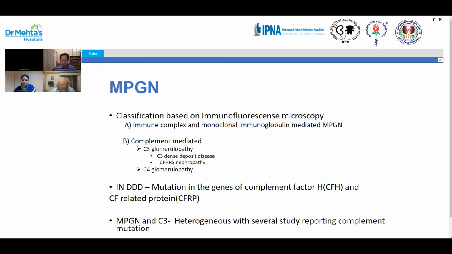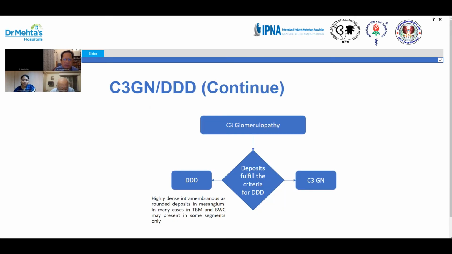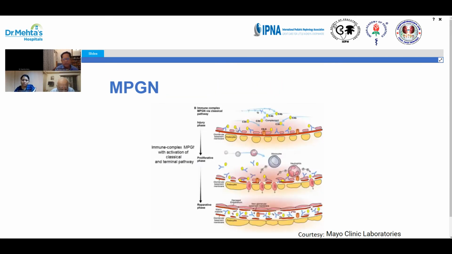If you look at this slide, we can see the difference. In the first, upper portion, there is activation of both complement and immunoglobulin, and this is deposited in the basement membrane. And ultimately, in the second phase, there is inflammation with the involvement of mononuclear cells, monocytes, giving rise to inflammation of the endothelial cell. And ultimately, in the third slide, they are deposited in the basement membrane, causing inflammation and the main change in the membrane.